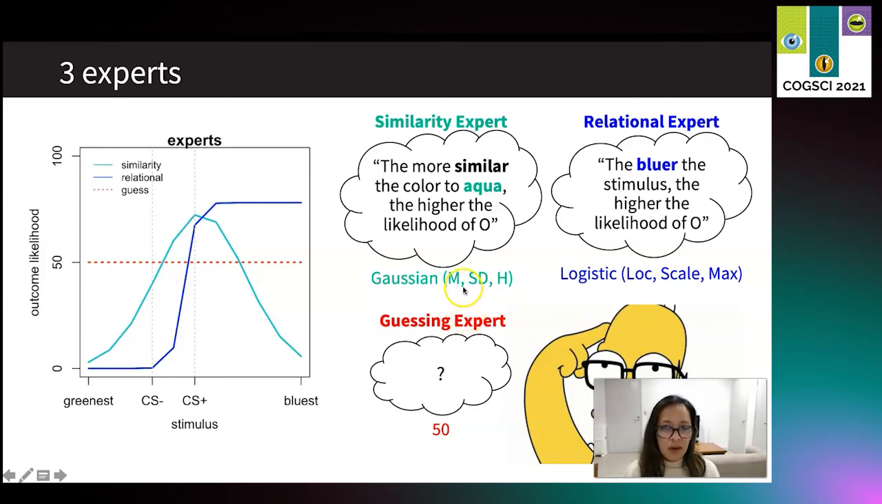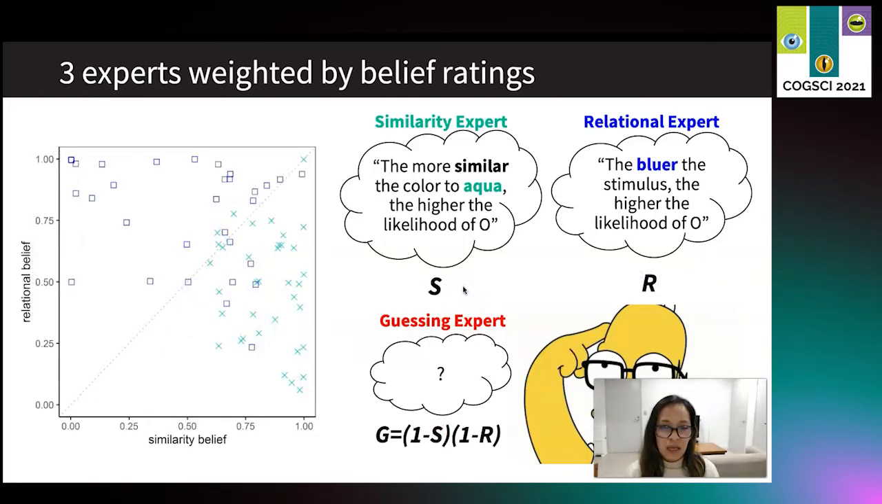Okay, now in order to determine how the experts were weighted in the model, we weighted the experts using participants' empirical belief ratings. The similarity expert was weighted by S, which was whatever rating participants had given to the similarity rule in the experiment, and the same for the relational expert, which is weighted by R. We then calculate the weighting for the guessing expert using this equation here, and this just ensured that participants would be treated as guessing a lot if they had low belief ratings in either expert, and if participants had absolute belief in either expert, then they didn't guess at all. And then we normalized each of these weights so that they added to 1 for each participant.